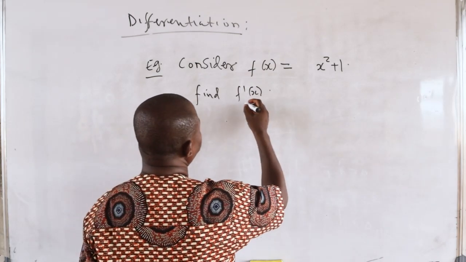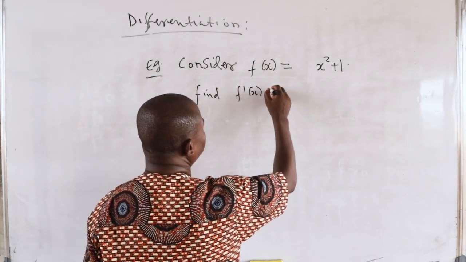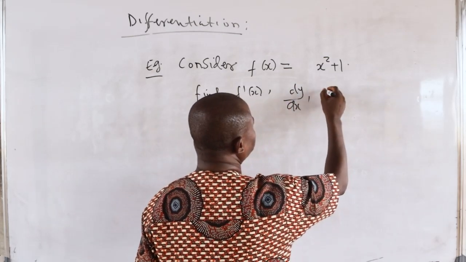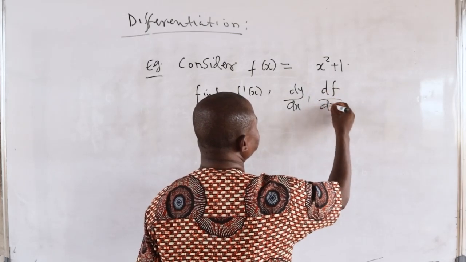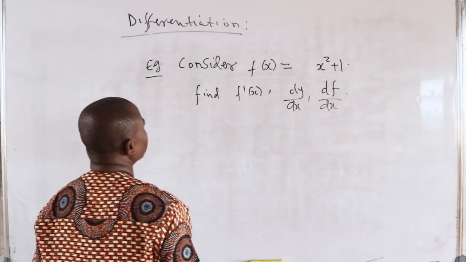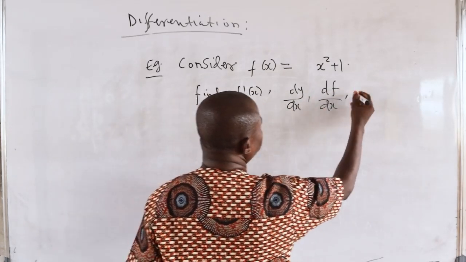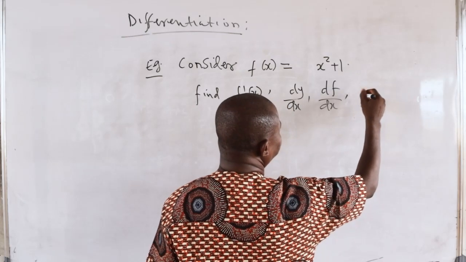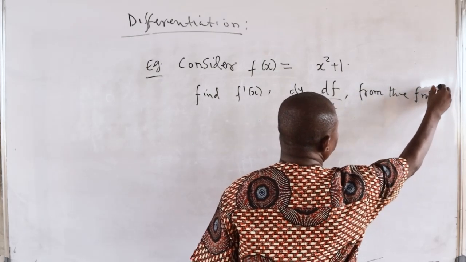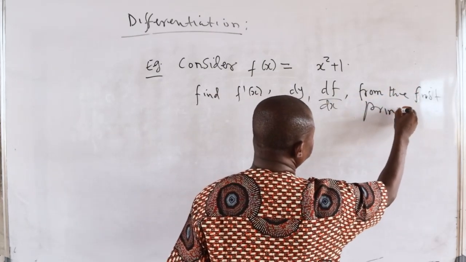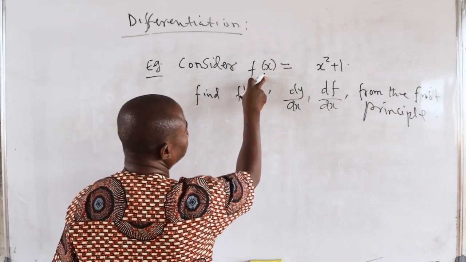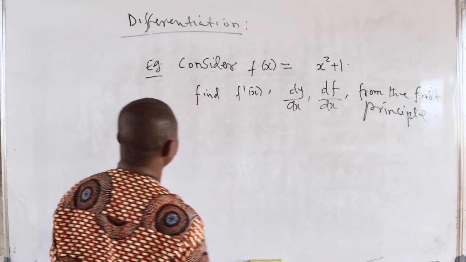I want to say that what I call f prime is another notation for dy by dx, as some people can see in many literature, or df by dx, as you like. So they all mean the same. I'm going to write this. So I say find this, from the first principle. So we want to find the derivative of this function with respect to x from the first principle.